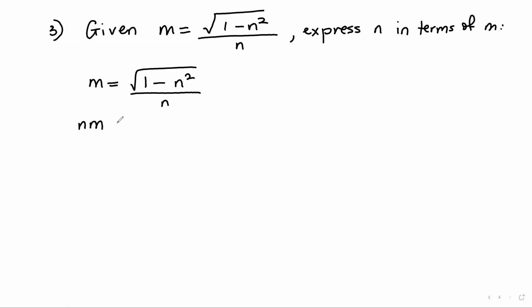So you'll end up with n times m, which is nm, and that would be equal to the root of 1 take away n squared, right? Now I have square roots. So to move the square root to the other side, or to get rid of square roots, I square both sides. So this will end up being nm squared, equal to 1 minus n squared.